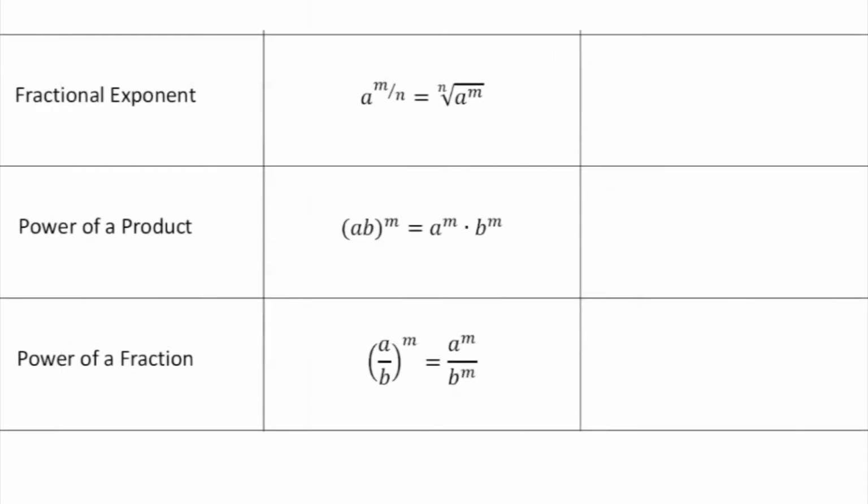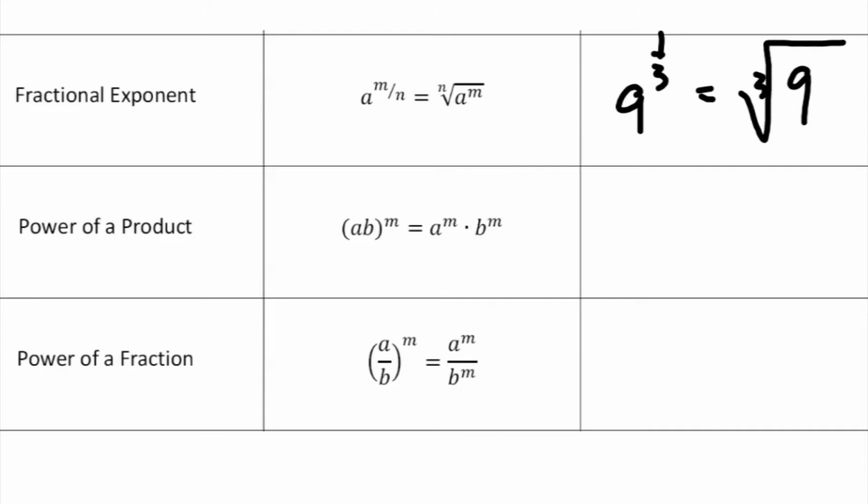A fractional exponent is the way of conveying roots. So a to the exponent 1/3 is actually telling us to find the cube root of that value. So the number 9 to the exponent 1/3 is actually telling us to find the cube root of 9.